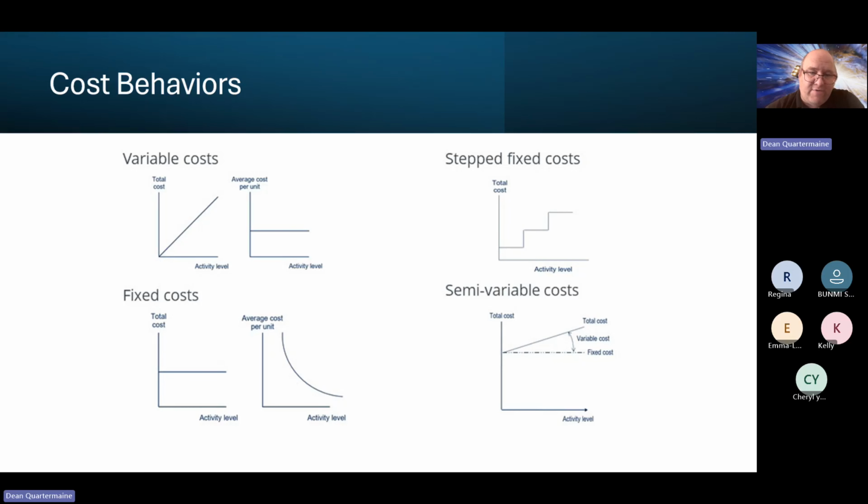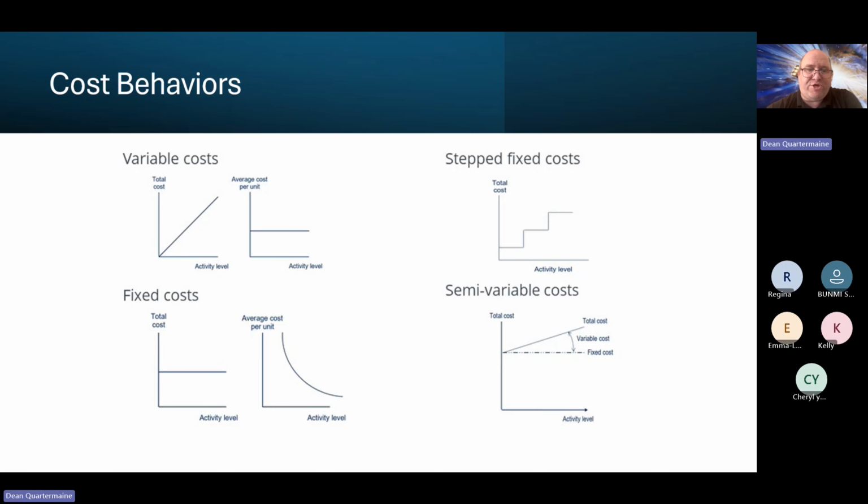As activity level increases, goes this way, total cost also increases. Now these are directly proportional. So, for example, if we make 1 unit and it costs £1, if we make 100 units, it costs £100. So total cost rises directly proportional to volume or activity level. So that's what's happening to total cost.